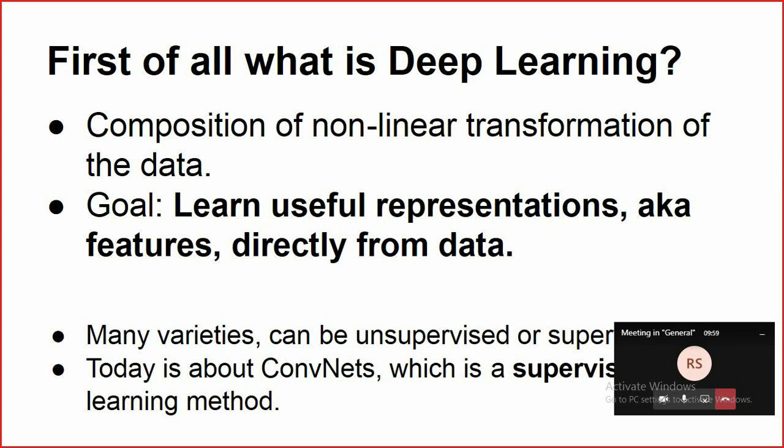First of all, deep learning is a composition of nonlinear transformations of the data. It means that we try to find a method to directly extract features from the data. Till now, in other machine learning based methods, you select some feature descriptors and apply them on the data set, the train set in fact, and extract some features. Then you give those features to the classifier and train a model according to that feature set.